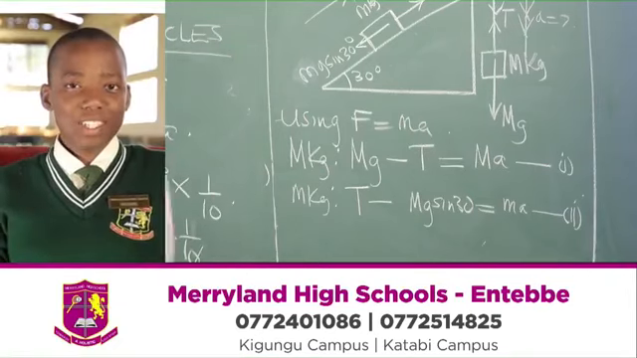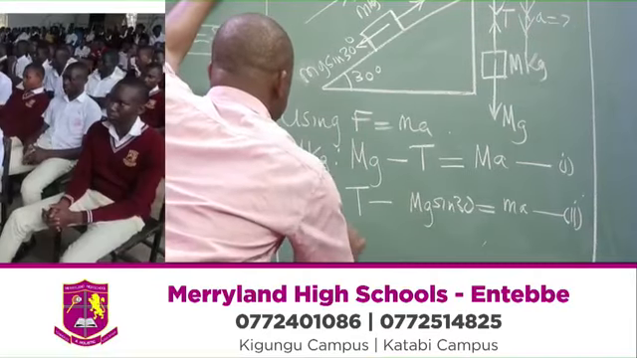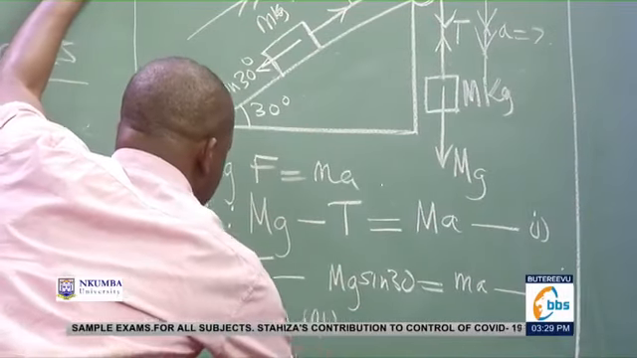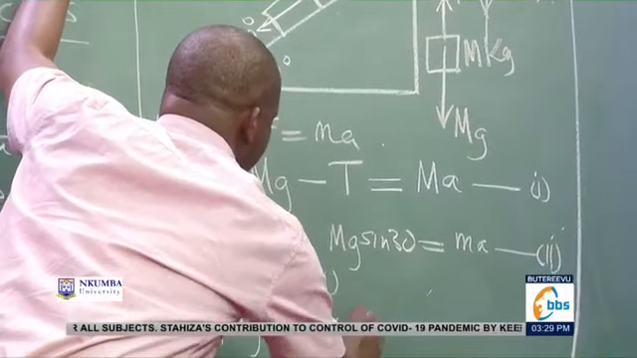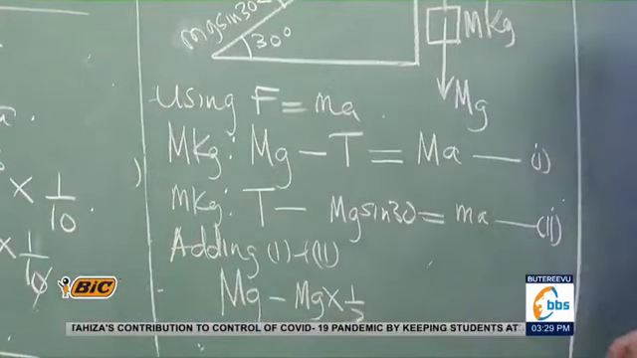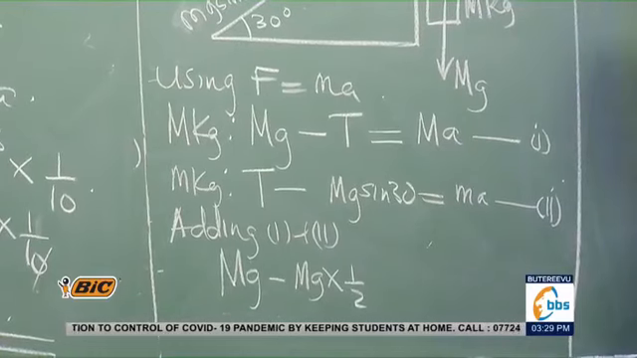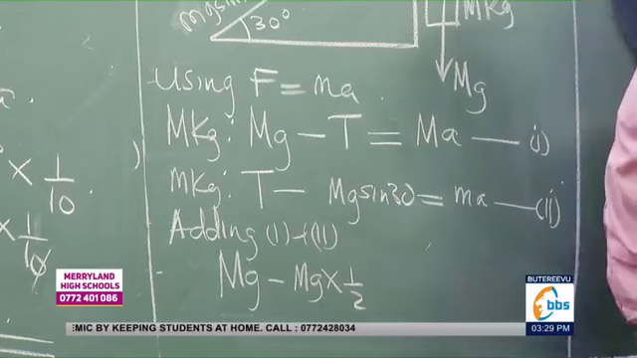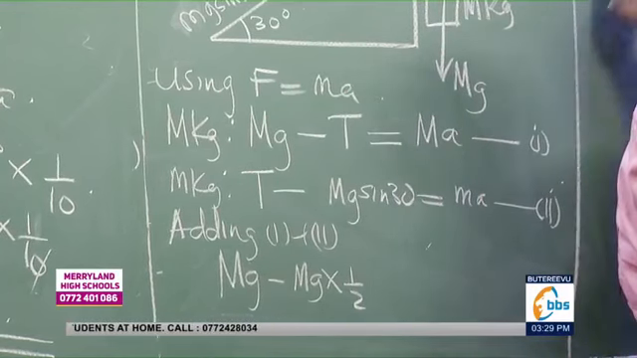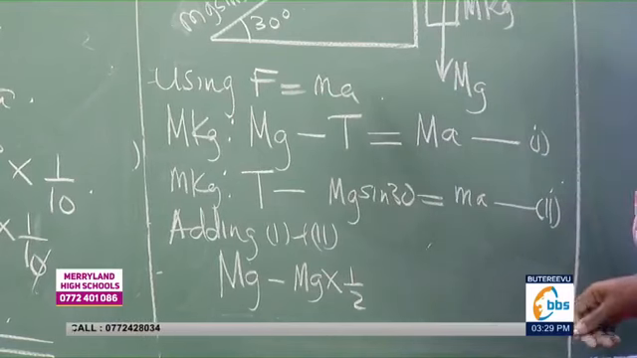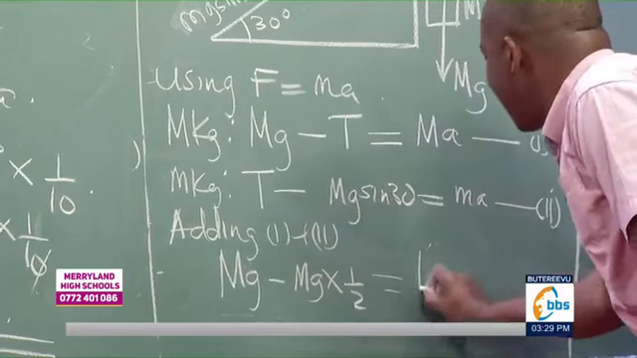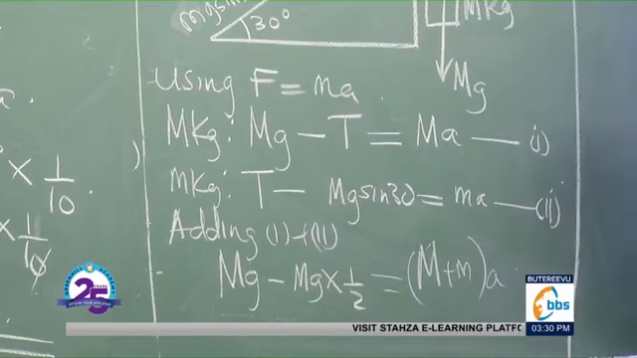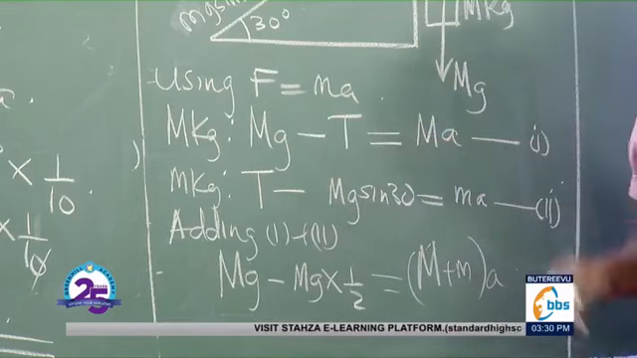If I add equation 1 plus 2, I will be able to get the left-hand side as Mg minus mg times a half. The sine of 30 using your calculator is a half, but again using this triangle, which is isosceles, you can tell from your trigonometry that if this is 30, sine is opposite over hypotenuse. This should be equal to capital M plus small m times A. Since our intention is to get general expressions, it means we want to get the expression for A and the expression for T.